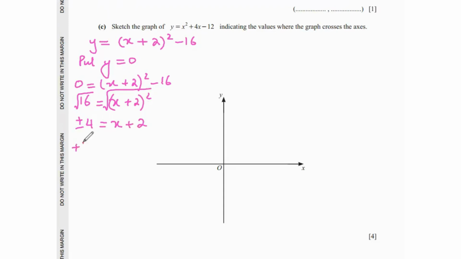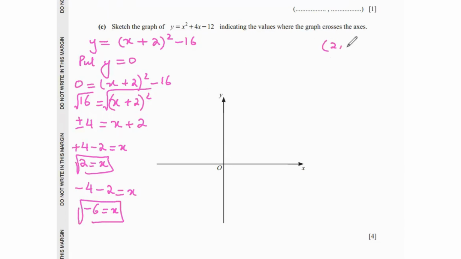One value is plus 4 minus 2, which is 2. And the other is negative 4 minus 2, negative 6. So x-intercepts are (2, 0) and (negative 6, 0). Turning point was (negative 2, negative 16). And y-intercept is going to be (0, negative 12), because when you put x equals 0, y is negative 12.